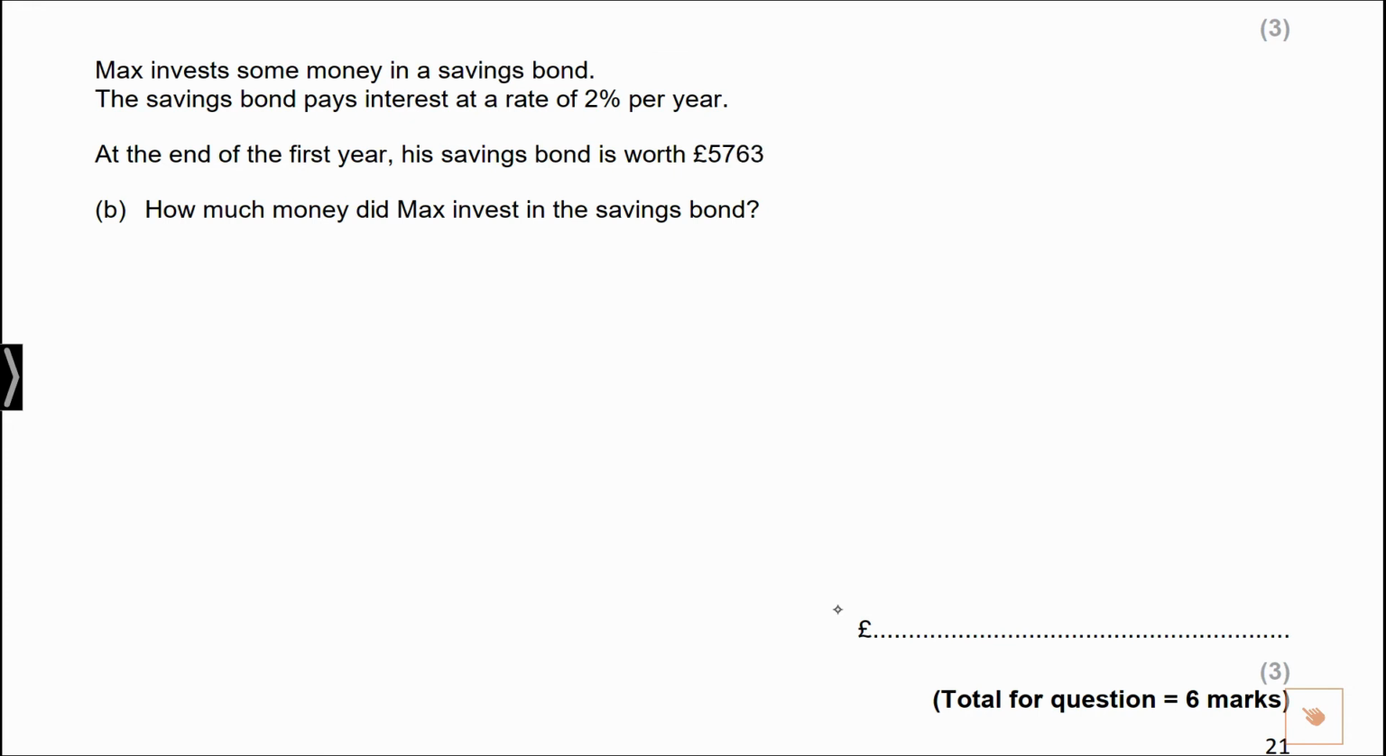Max invests some money in a savings bond. The savings bond pays interest at the rate of 2% per year. At the end of the first year, his savings bond is worth that. Now, if you think about the formula for compound interest that I explained in the beginning of this video, this will give us the rate. So R is 0.02. This gives us the amount. So basically what we want to find is P.